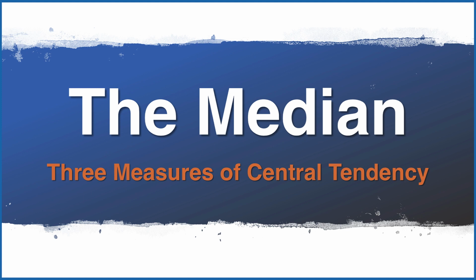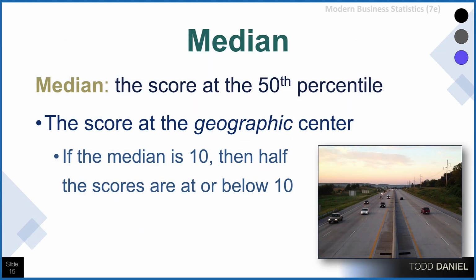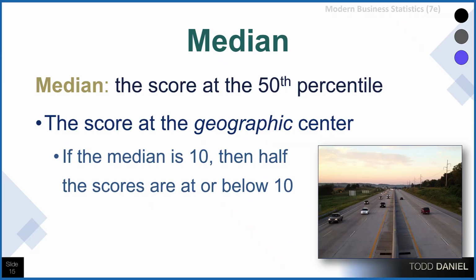So our second measure of central tendency is called the median. You're familiar with medians if you drive. You've seen a median in the middle of the road. Well, a median score is in the middle of the distribution. We can think of it as the geographic center of the distribution. If I tell you that the median is 10 in this distribution, that means that exactly half of the scores are above 10 and half of the scores are below 10.